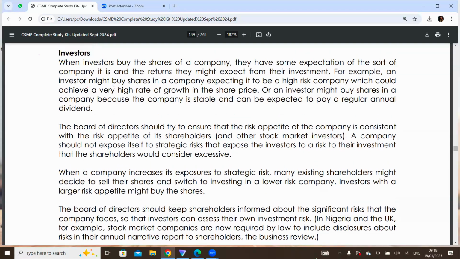When investors buy the shares of a company, they have some expectation of the sort of company it is and the returns they might expect from their investments. For example, an investor might buy shares in a company expecting it to be a high-risk company, which could achieve a very high rate of growth in the share price. Or an investor might buy shares in a company because the company is stable and can be expected to pay a regular annual dividend. The board of directors should try to ensure that the risk appetite of the company is consistent with the risk appetite of its shareholders and other stock market investors. A company should not expose itself to strategic risks that expose the investors to a risk to their investments that the shareholders would consider excessive.